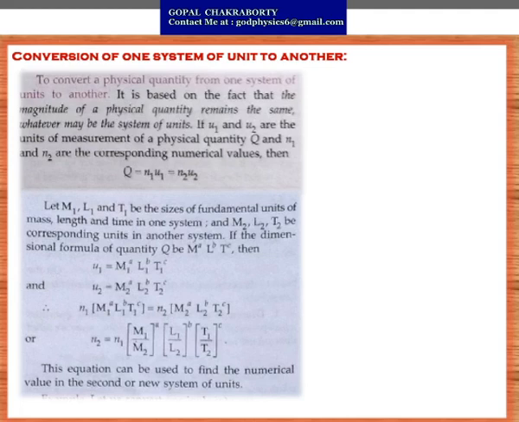Let capital M1, L1 and T1 be the sizes of the fundamental units of mass, length and time in one system, and M2, L2, T2 be the corresponding units in another system. If the dimensional formula of quantity Q is M^a L^b T^c, then you can write u1 = M1^a L1^b T1^c, and also u2 = M2^a L2^b T2^c.